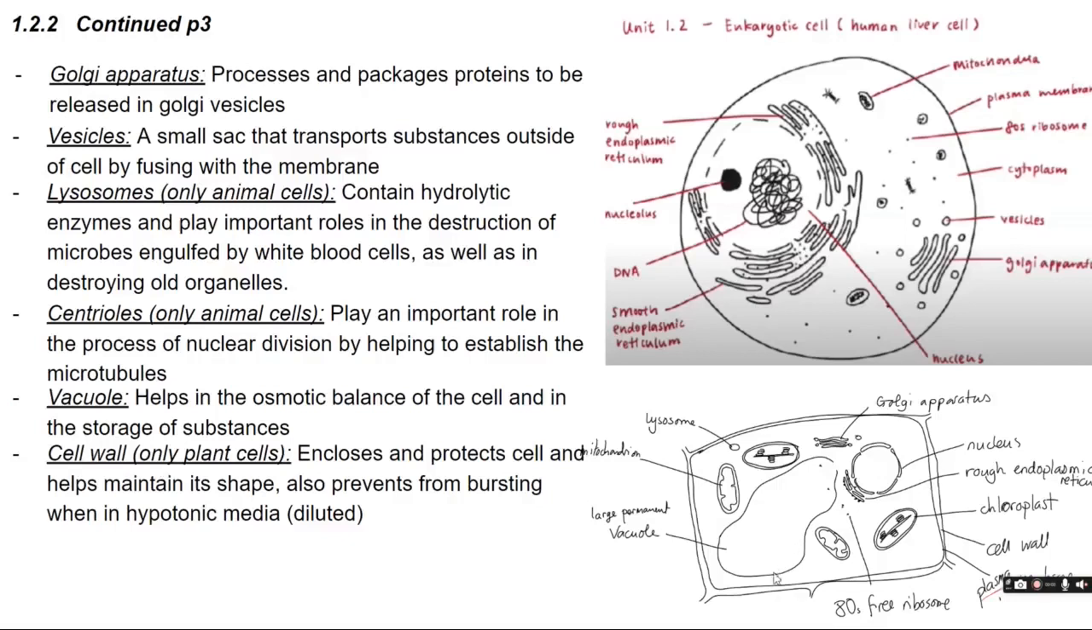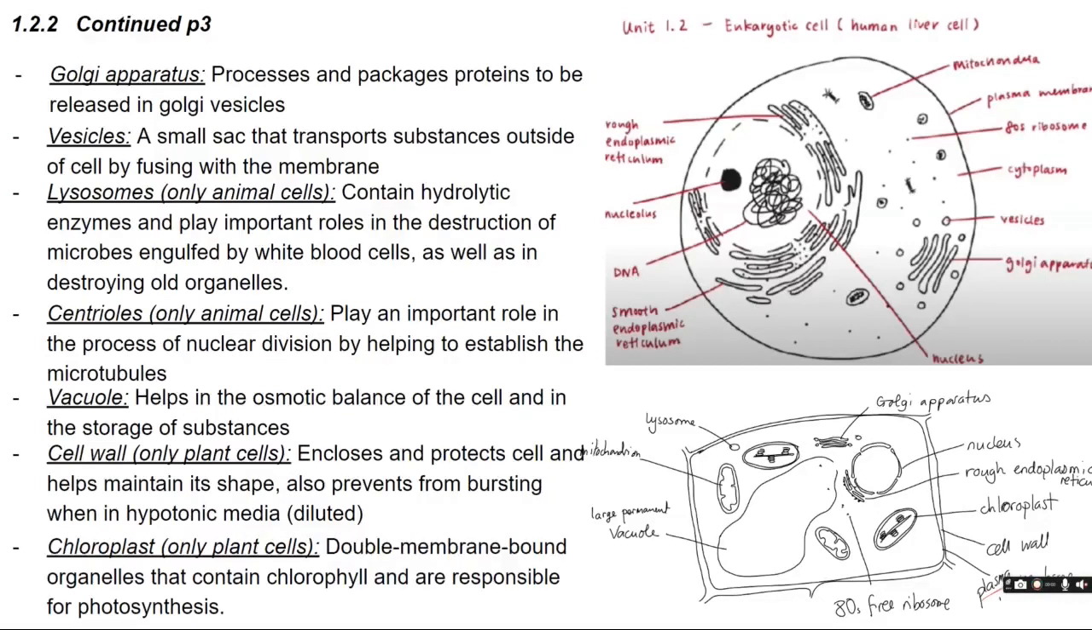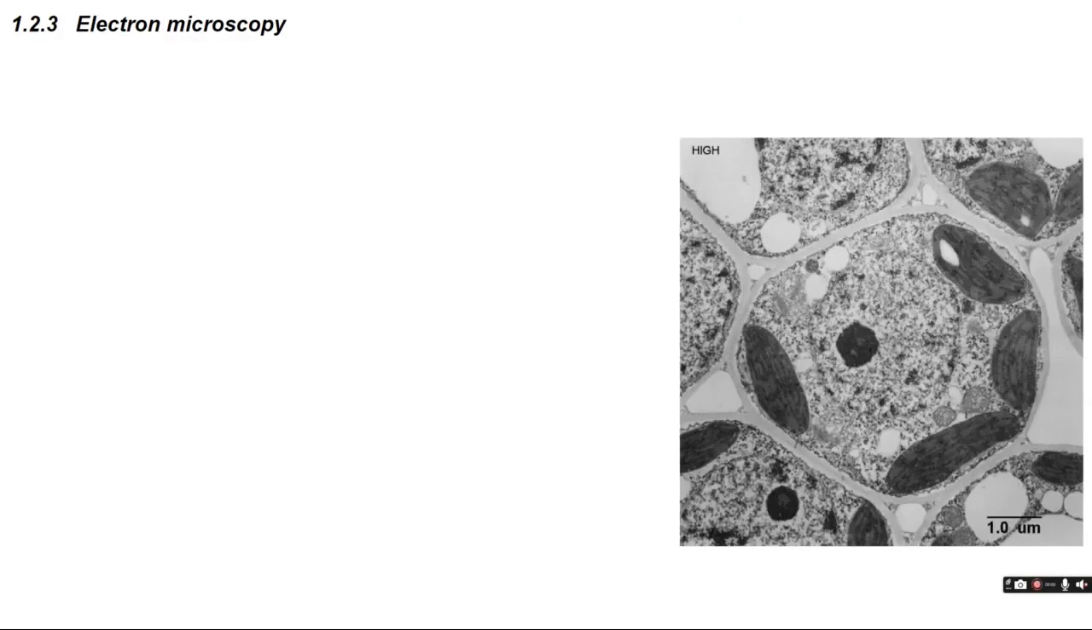Then we have the cell wall, which we can see right here. It encloses and protects the cell and helps maintain its shape, and also prevents it from bursting in a hypotonic situation. Finally, we have the chloroplast, which is also only in plant cells, just like the cell wall, and it is a double membrane bound organelle that contains chlorophyll and is mainly responsible for photosynthesis.